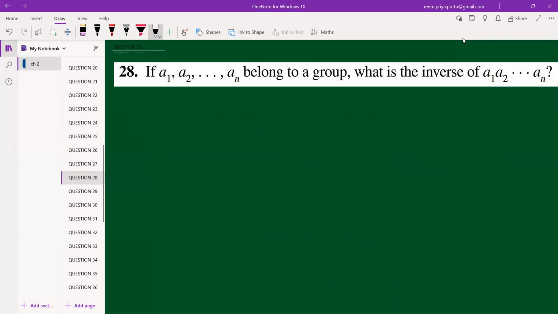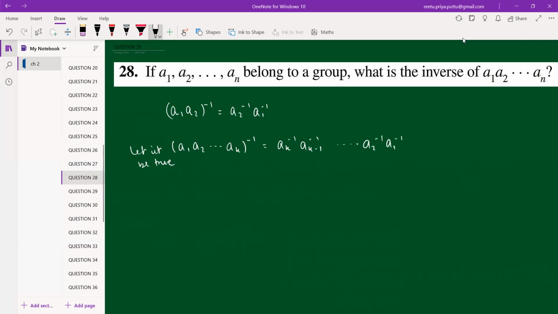Induction on the socks-shoes property, because for two elements, what we know is (A1 A2) inverse is equal to A2 inverse A1 inverse. So we'll consider it for K. I'm doing it in a very brief way because I want you to do it. Let it be true. So what happens is (A1 A2 ... AK) inverse is AK inverse, A(K-1) inverse, up to A2 inverse and A1 inverse. Now we want to show it for K plus 1. So we have (A1 A2 ... AK AK+1) whole inverse.